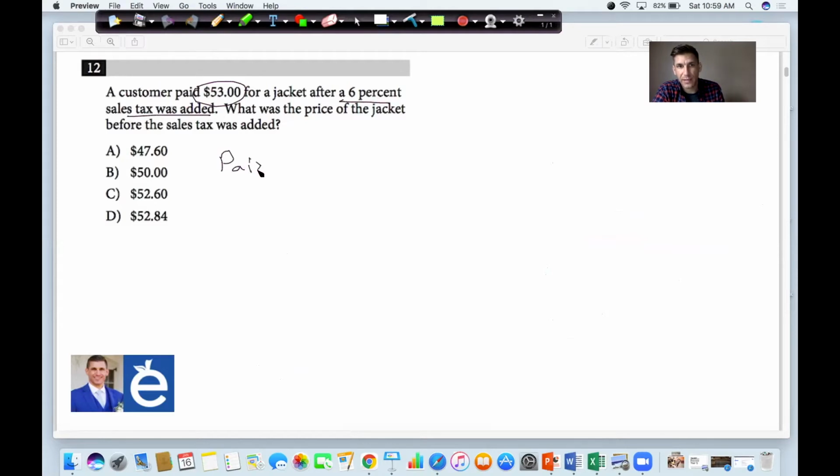We have paid equals, and they're saying sales tax. So here's original price times 1.06. So I do 100% of my original, and then I do plus 0.06 sales tax, okay? Was added. What was the price of the jacket before the sales tax was added? So they want to know what is the original price.